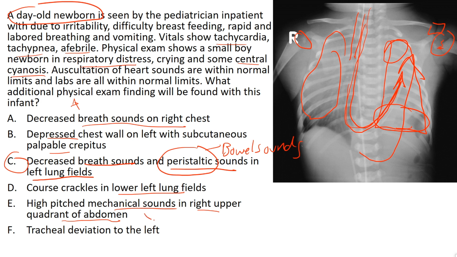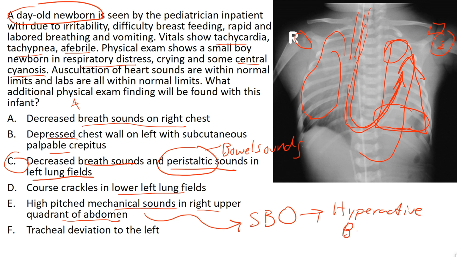This is usually what we're talking about when we're discussing our small bowel obstruction, or SBO, and this is hyperactive bowel sounds. And then lastly, tracheal deviation to the left. Well, obviously we have someone with herniation of stuff over here pushing the lung this way, which then pushes the trachea, and we can see it over here. That's definitely wrong as well.